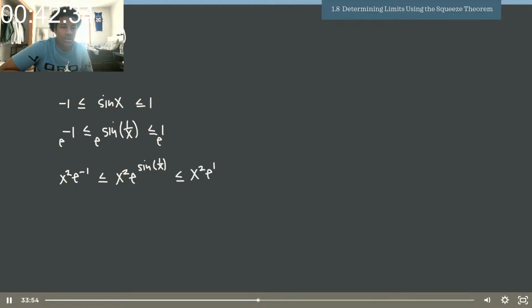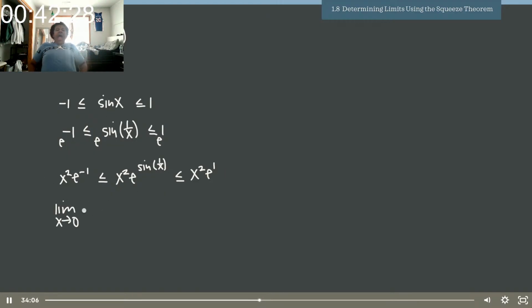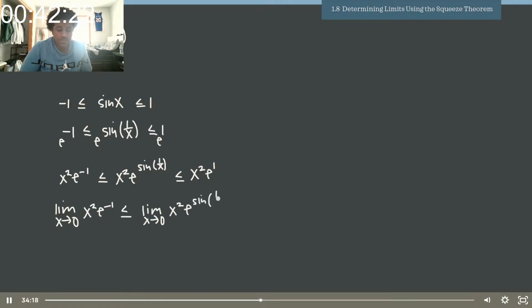Now the middle part of the inequality matches the original function, we can apply the limit. And just like everything else, when we apply the limit to the middle part, we have to apply it throughout the entire inequality. So we say the limit as x goes to 0 of x squared e to the -1 must be less than or equal to the limit as x goes to 0 of x squared e to the sine of 1 over x, which has to be less than or equal to the limit as x goes to 0 of x squared e to the first, or we can just write e.